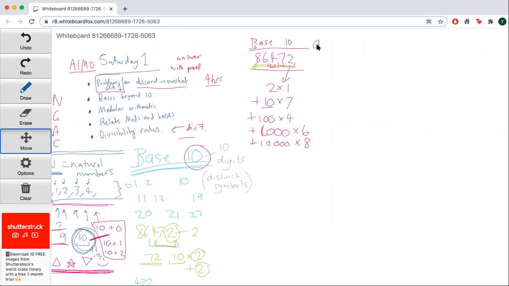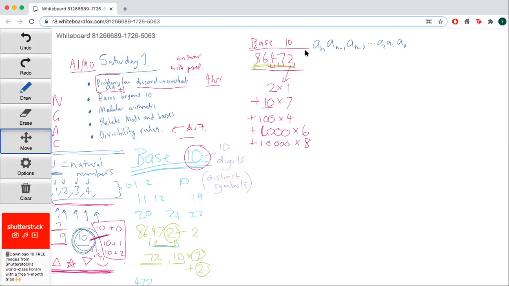So in general, if instead of writing numbers, I'm going to say this is a random number, A2, A1, A0. All right, okay, let me try and explain what I've done here.